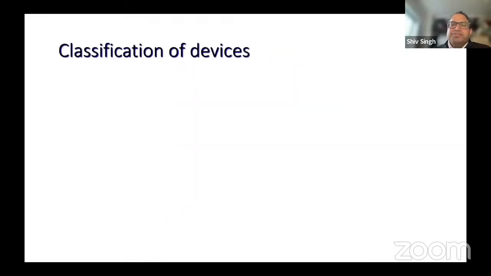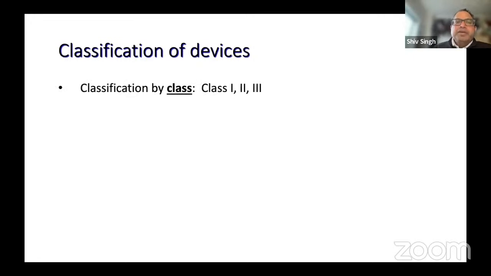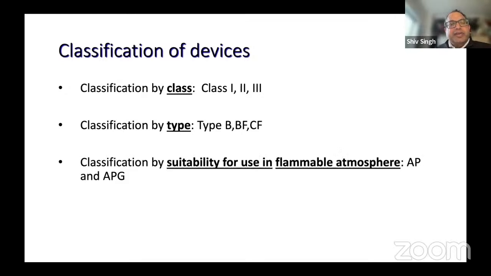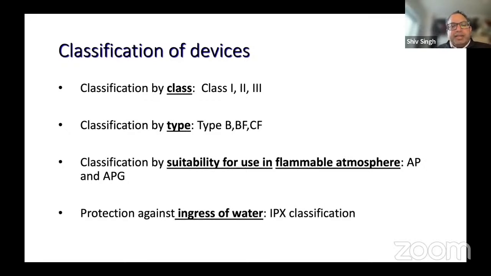Man inside a box. So how are the devices classified according to safety? This is very, very important. Okay, so there are various classifications. There's classification by class 1, 2, and 3. There's classification by type B, BF, and CF, and then the classification called AP/APG classification, which is suitability for use in flammable atmosphere. Now, we don't actually have that in theaters, but again, in certain equipment, you'll find that. And then there is protection against ingress of water, also known as the IPX classification.